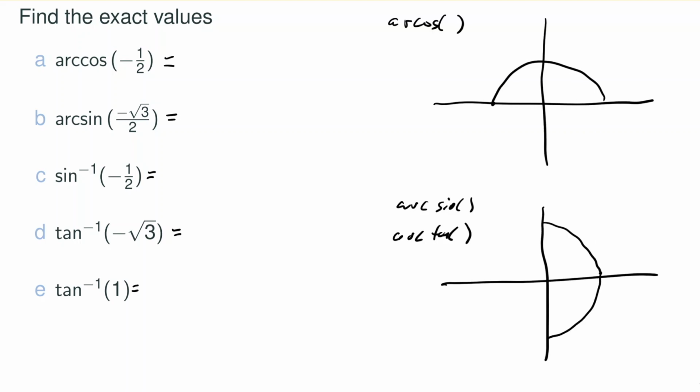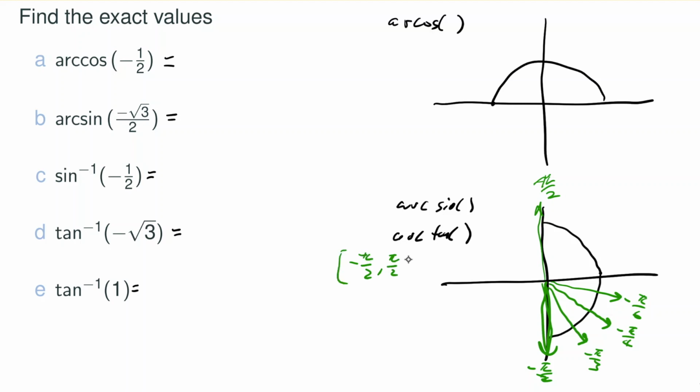But not only that, we look at these as negative angles. So this right here is negative pi over 2. This is negative pi over 4, negative pi over 3, negative pi over 6. So for arcsine and arctangent, the answer must be between negative pi over 2 and positive pi over 2, including these. For arccosine, the answer must be between 0 and pi.